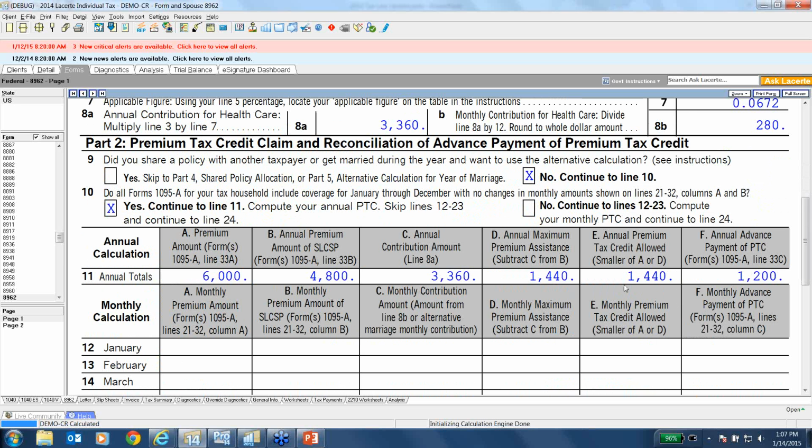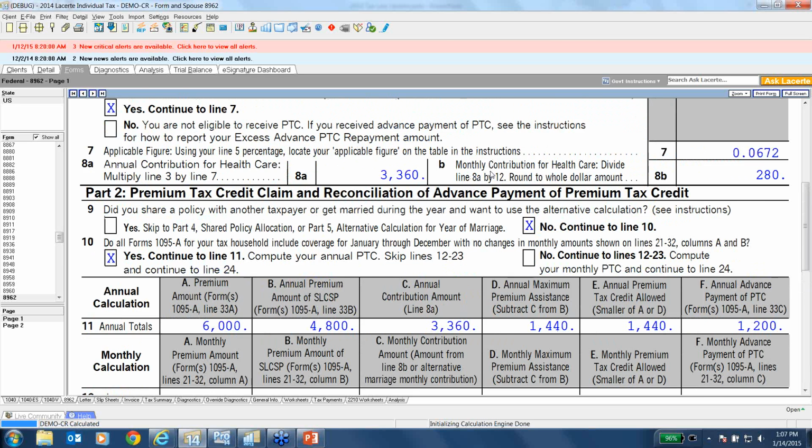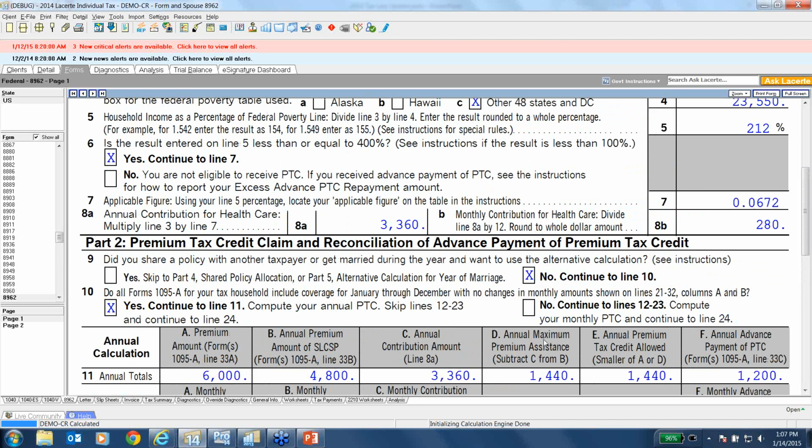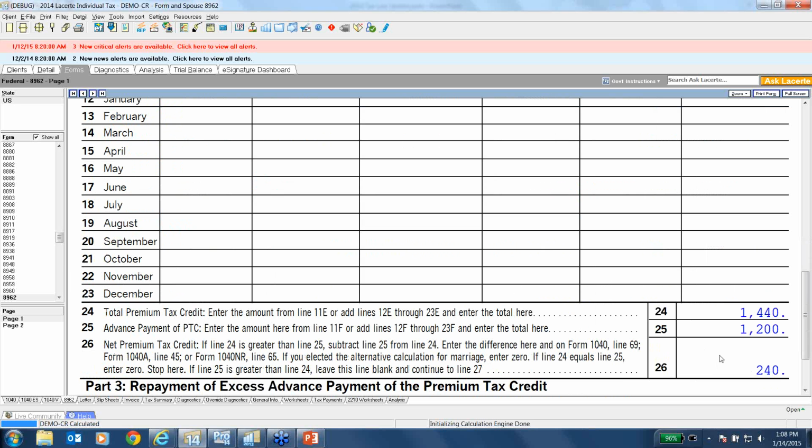If all my amounts for each month stayed the same, then we only have to do these annual totals. So the premium amount is $500 per month or $6,000 for the year. The second lowest cost silver plan, $4,800. The annual contribution amount is the $3,360 from up here. So the annual maximum premium assistance is going to be the $4,800 less the $3,360, $1,440. They would put a cap on that, limited to my premiums in column A. Doesn't come into play here. So my annual premium tax credit allowed is $1,440. Well, I got some advances up front of $1,200. So we reduce that out, and we're left with $240, which is an extra premium tax credit, a refundable credit.